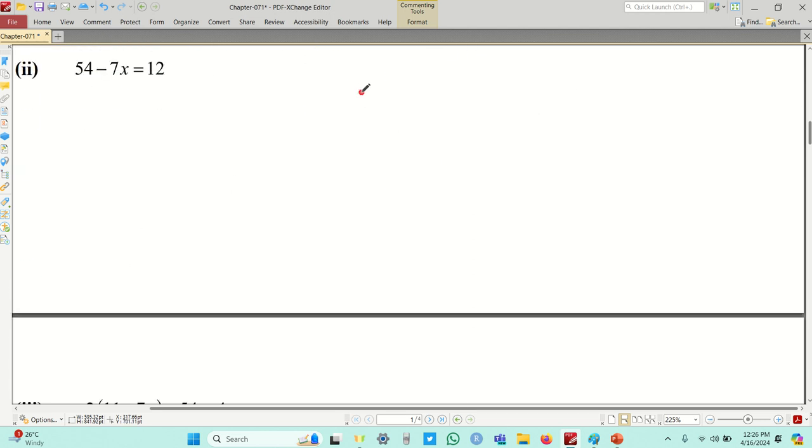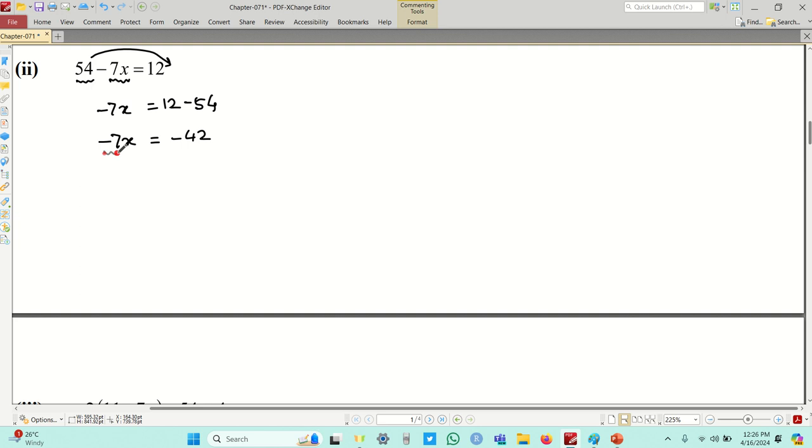Now if you look at this question, what do we need to do? Look here, this is the variable term, this is the constant term. So the constant term we need to shift here. What remains? Minus 7x is equal to 12. Now 54, if you shift it, it will be minus 54. So minus 7x is equal to 12 minus 54. 12 minus 54 comes to minus 42.